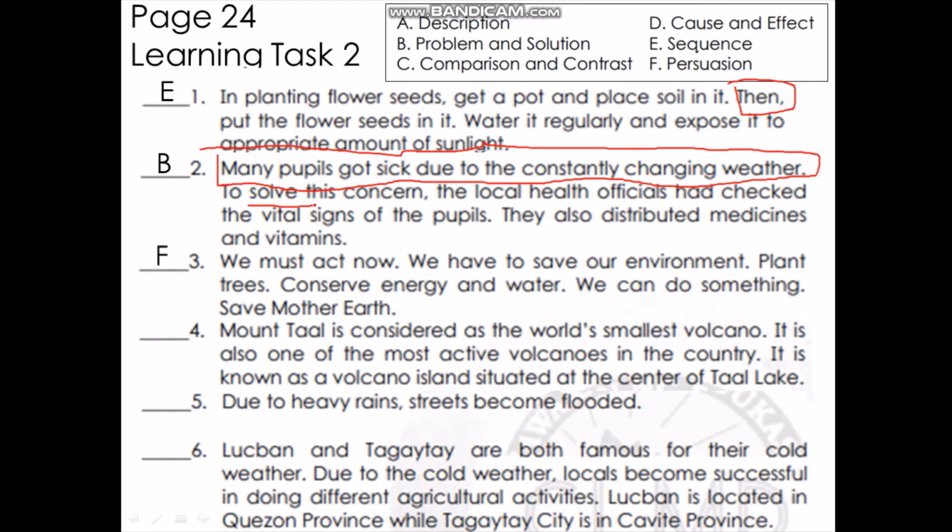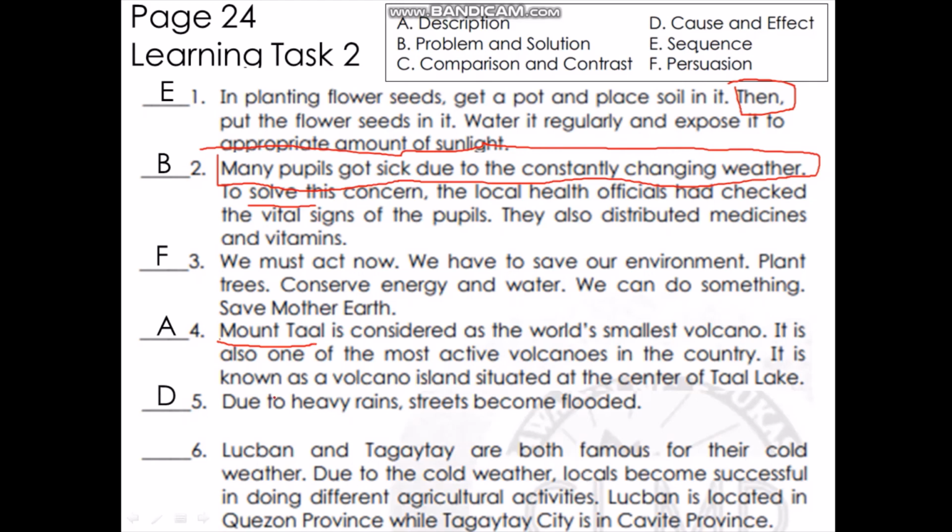Number 3, we must act now. Okay? It's letter F. It's persuasion because it convinces you to act now to save our environment. Number 4, it's letter A because it describes the Mount Taal. Okay, it tells the characteristic of the Mount Taal. So, it's letter A.